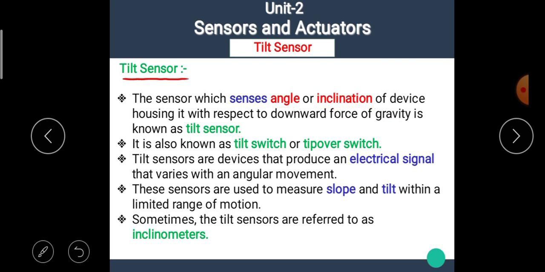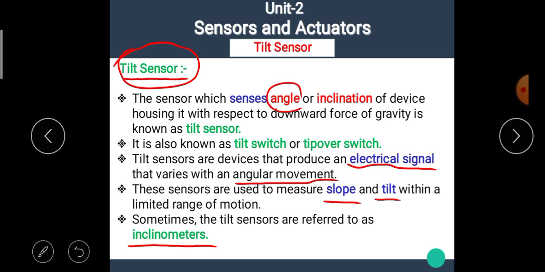The sensors are devices that produce an electrical signal that varies with angular movement. These sensors are used to measure slope and tilt within a limited range of motion. Sometimes the tilt sensors are referred to as inclinometers. That means the idea is clear: the tilt sensor senses the angle or inclination of the device on which the sensor is placed.